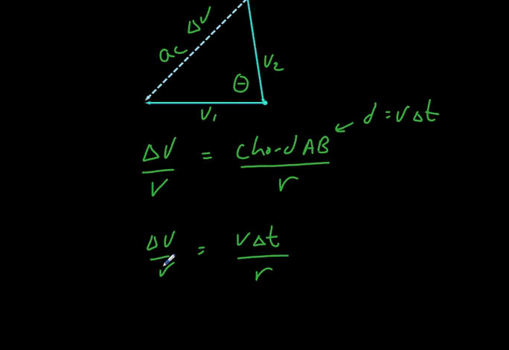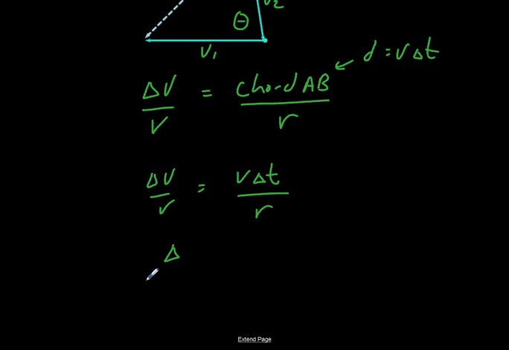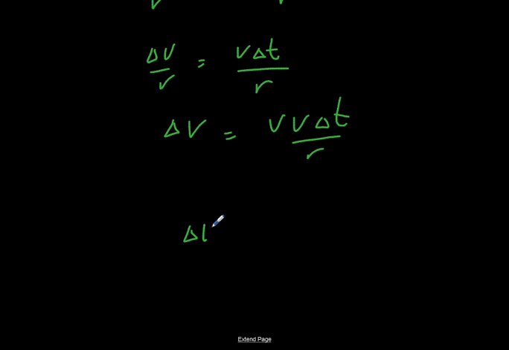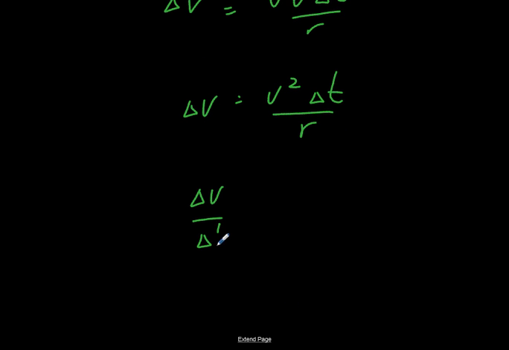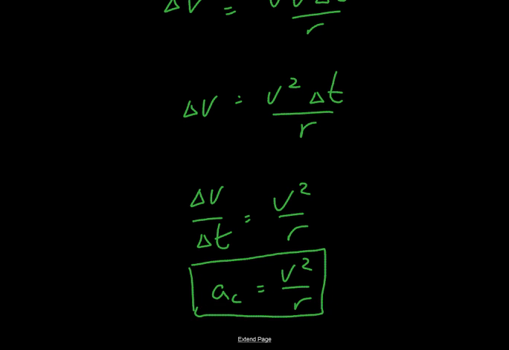All right, and then we're going to do some more math. We're going to multiply this and bring it up here. So delta V equals V delta T over R, or we get delta V equals V squared delta T over R. We're going to divide delta T off of this side, so we get delta V over delta T equals V squared over R. And delta V over delta T is our centripetal acceleration. And we did it. So here's our formula for the centripetal acceleration.